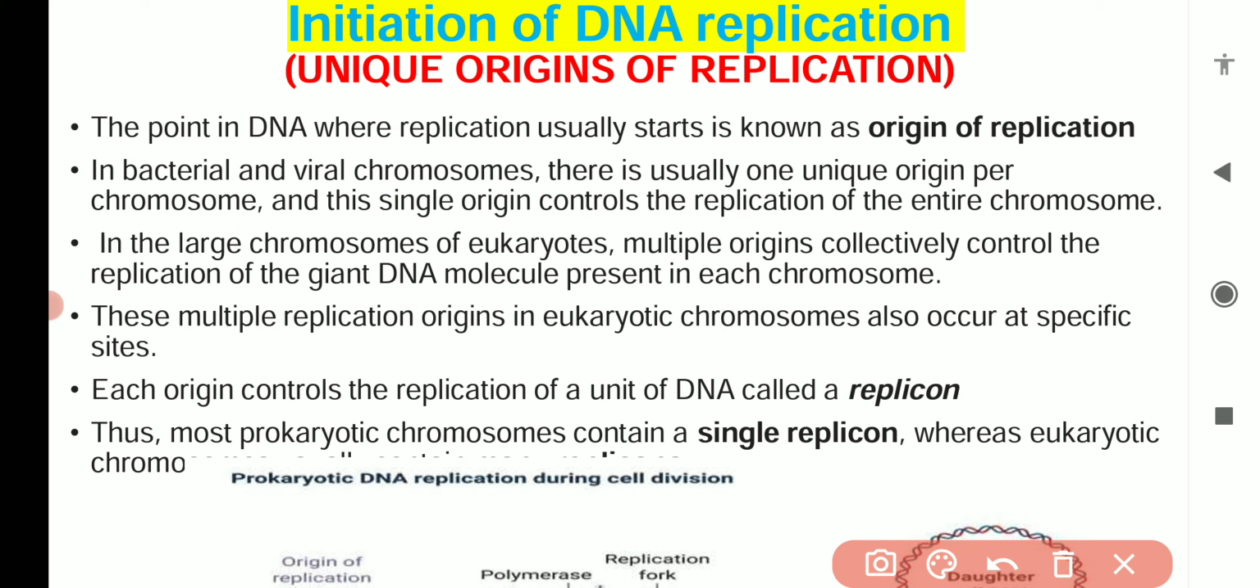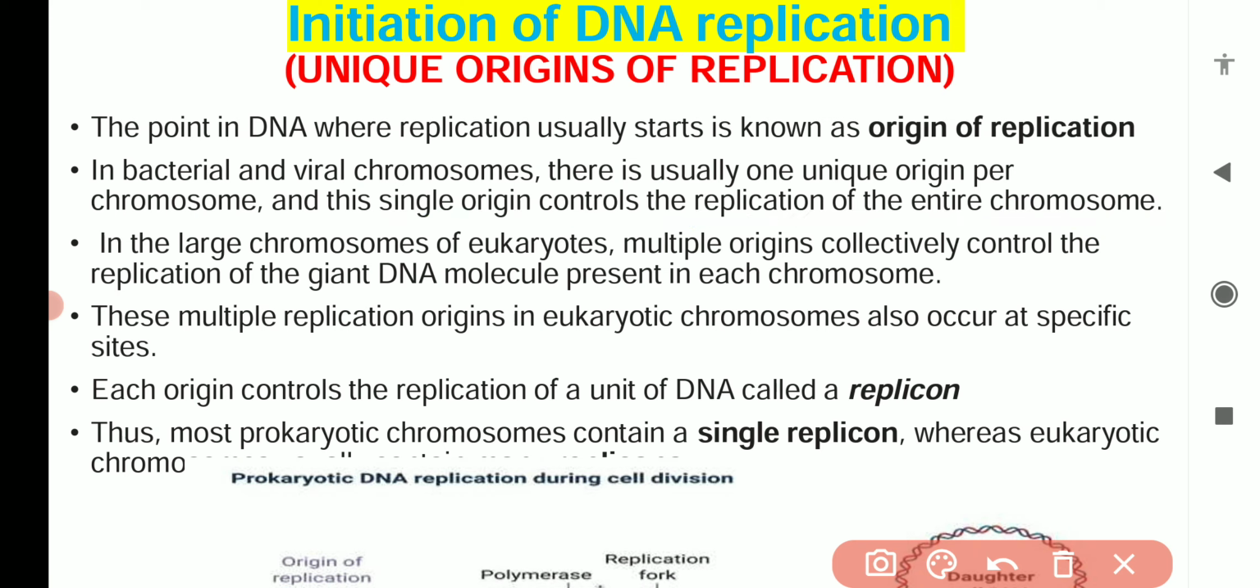Most bacteria and viruses, or we can say the prokaryotic cells, have a single DNA molecule, a single chromosome we can say, and they have one origin of replication on that chromosome. So this single origin of replication will control the replication of the entire chromosome.